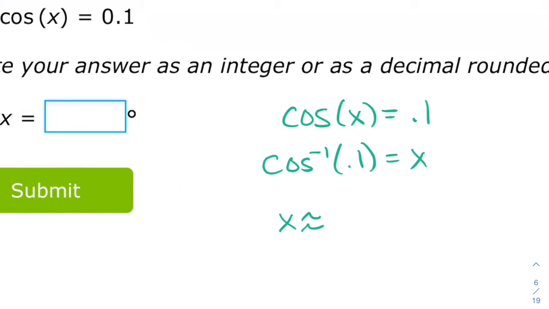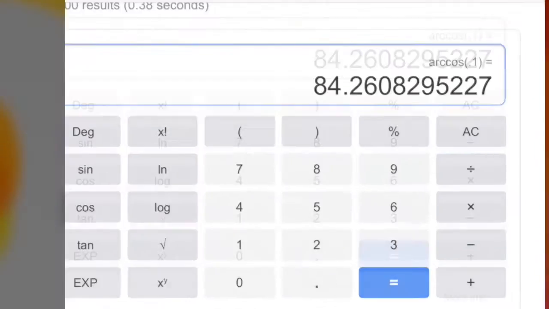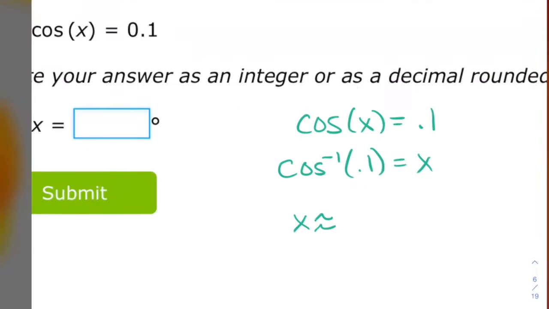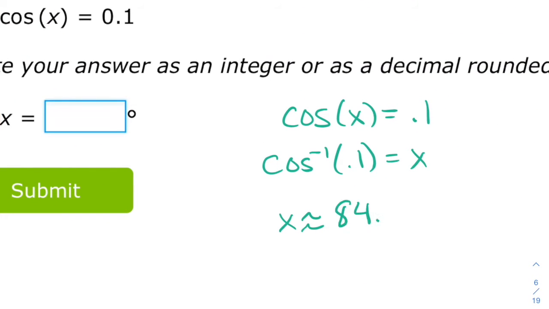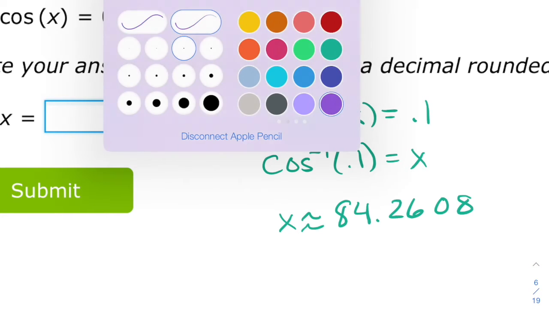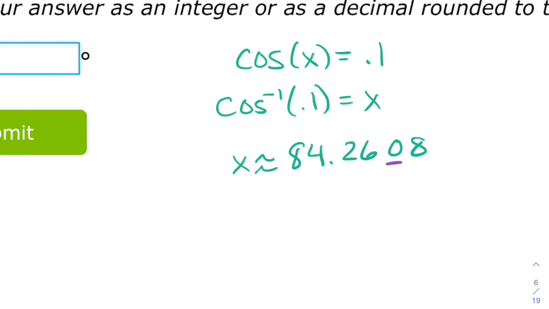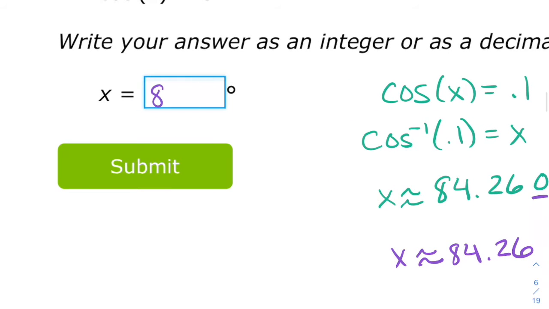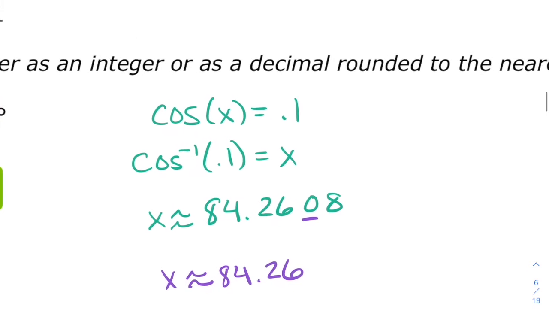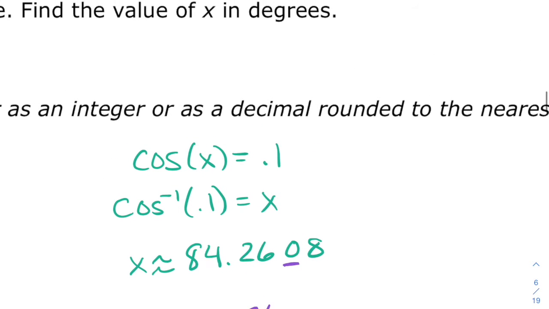84.2608. So we're just going to focus on this number right here. So x approximately equals 84.26. It rounds off to 84.26.